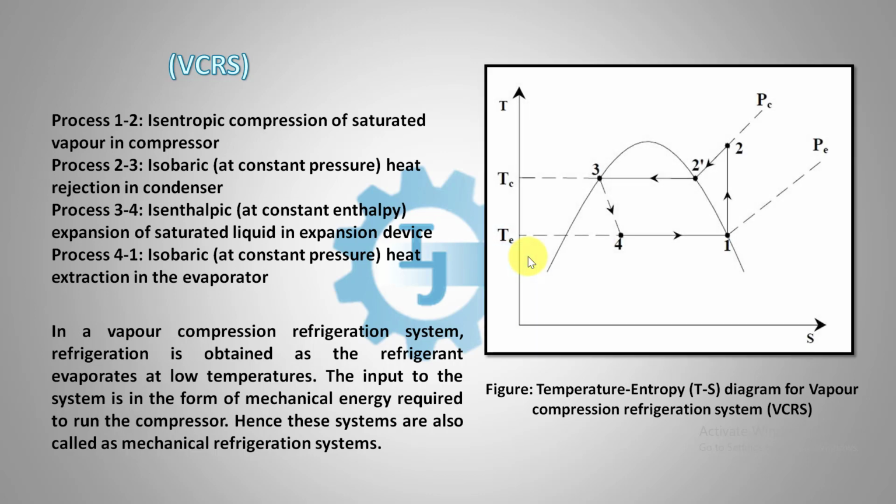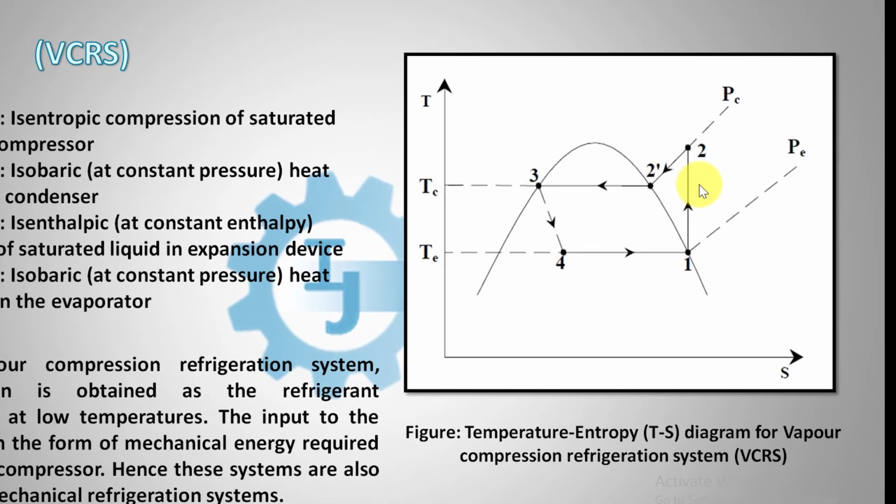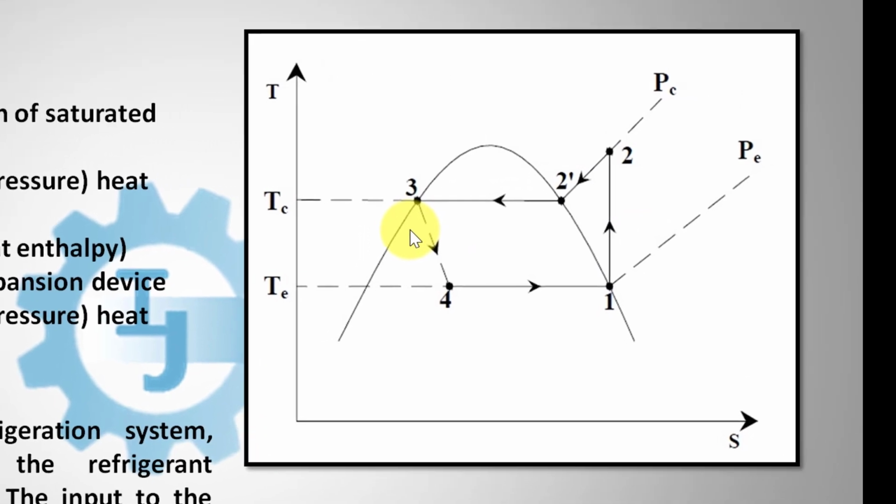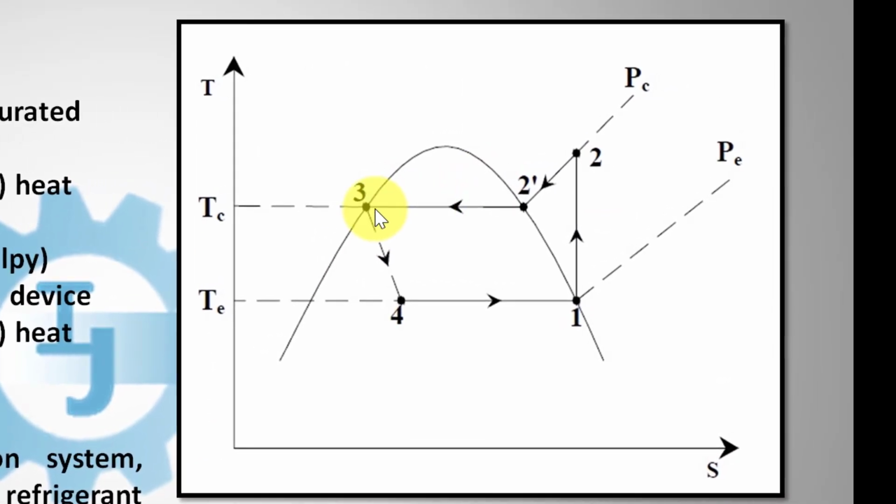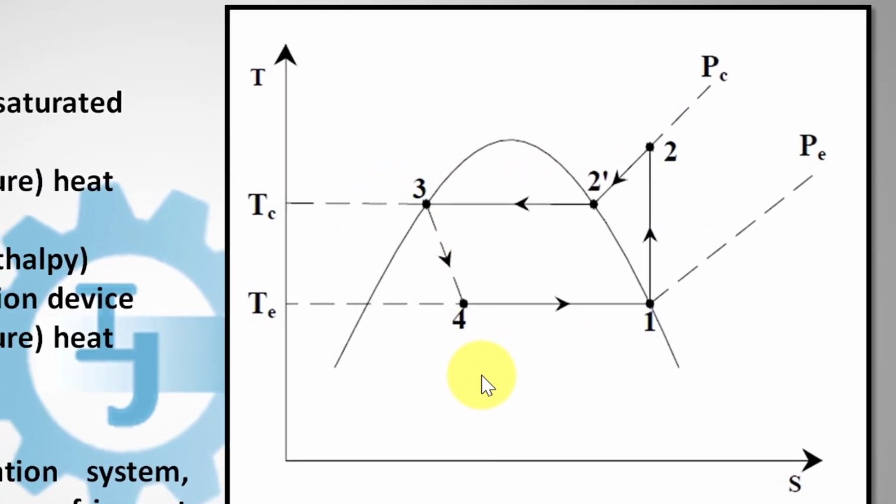So what are the processes used in the vapor compression refrigeration system? Process 1 to 2 is isentropic compression of saturated vapor in the compressor. 2 to 3 is isobaric, or constant pressure, heat rejection in the condenser. 3 to 4 is isenthalpic expansion of saturated liquid in the expansion device, and 4 to 1 is isobaric, that is constant pressure, heat extraction in the evaporator.